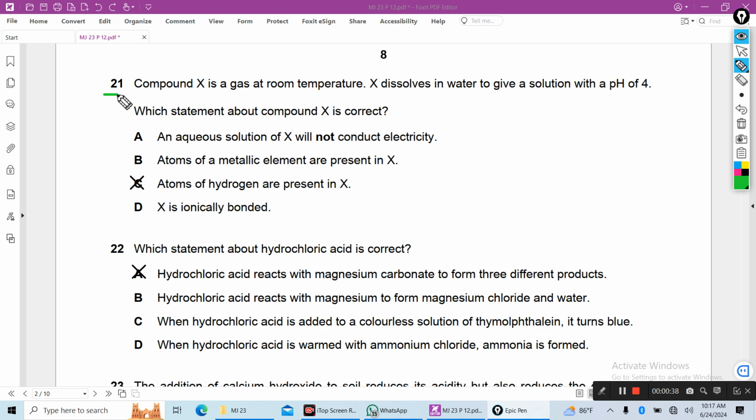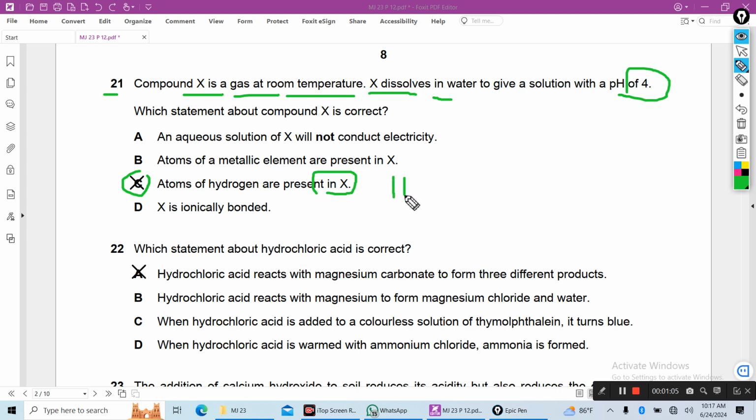Number 21, compound X is a gas at room temperature. X dissolves in water to give a solution with a pH 4. That means pH 4 is an acidic solution. So the answer will be C. Atoms of hydrogen are present in X.